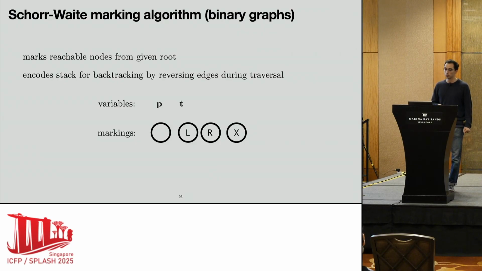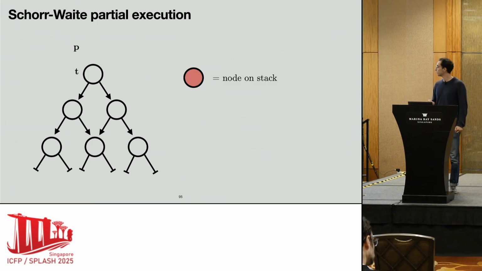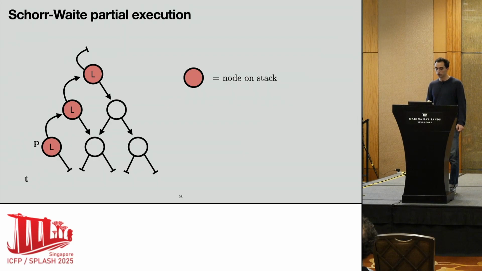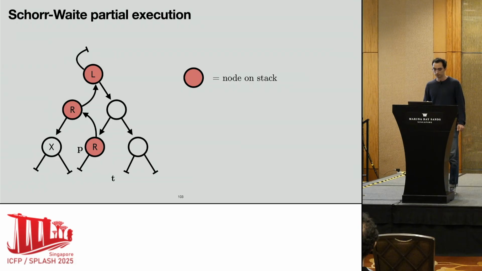So it achieves this with two auxiliary variables p and t, and 4 different node markings. So unmarked, left marked, right marked, and fully marked. The left and right nodes will encode the nodes that are part of the recursion stack. We will highlight those in red, and so let's see a partial execution. So we begin from the root, and we proceed depth first search. Notice how in the process we are swinging the edges so that the backtracking information is always maintained, all while marking the nodes.